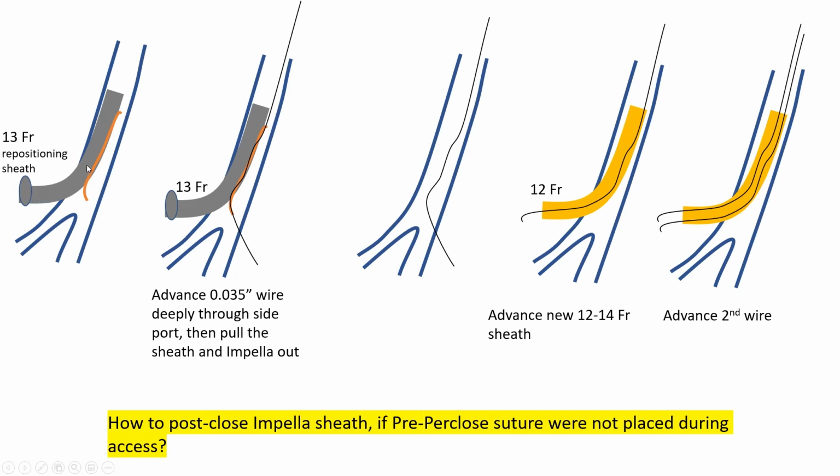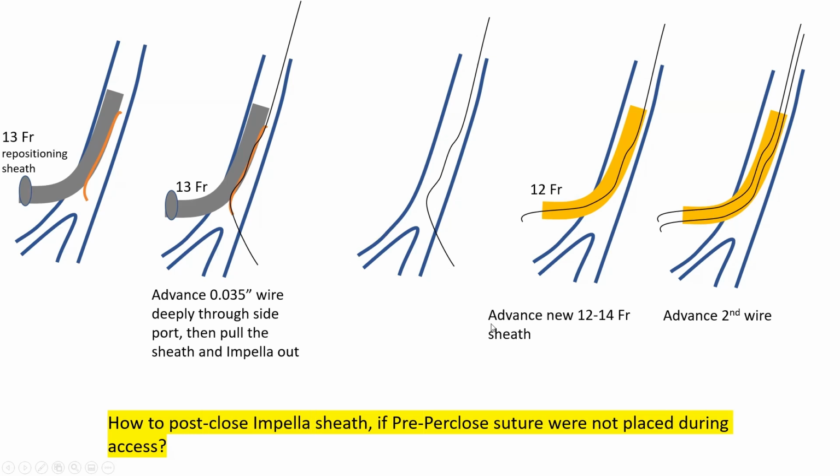Basically, you have the 13 French repositioning sheath in the axillary artery. You cannot pull the Impella through it. The Impella motor is 14 French, so you cannot pull through it. So what you do, you advance a 0.035-inch wire through the side port. You advance it deeply into the aorta and exchange that wire. Then you pull the whole sheath and Impella out. Then over that wire, which is deep in the aorta, you advance a new 12 to 14 French sheath. Then in that 12 French sheath, you advance a second wire. So now you have 2 wires.